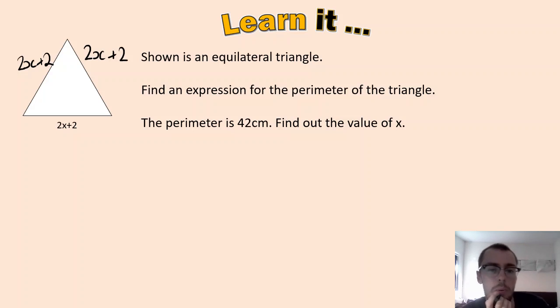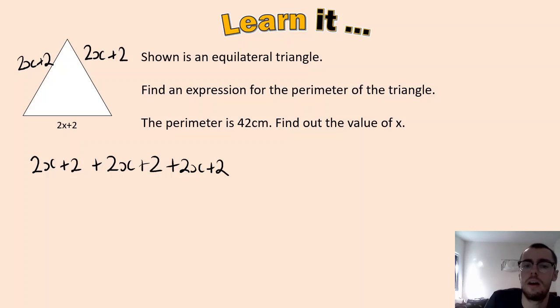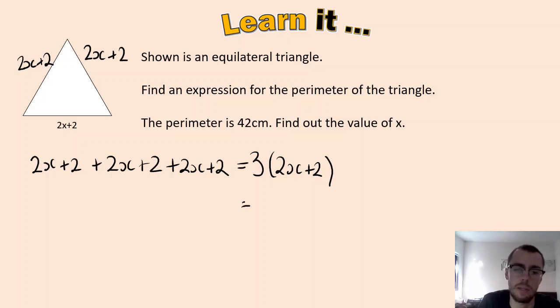Find an expression for the perimeter of the triangle. So to find a perimeter of any shape, we're adding together all of the sides. 2x plus 2 plus 2x plus 2 plus 2x plus 2. That's the same as 2x plus 2, 3 times, which is going to be equal to 6x plus 6. So again, we've found an expression for the perimeter of the triangle. Given any value of x, this would give you the perimeter.